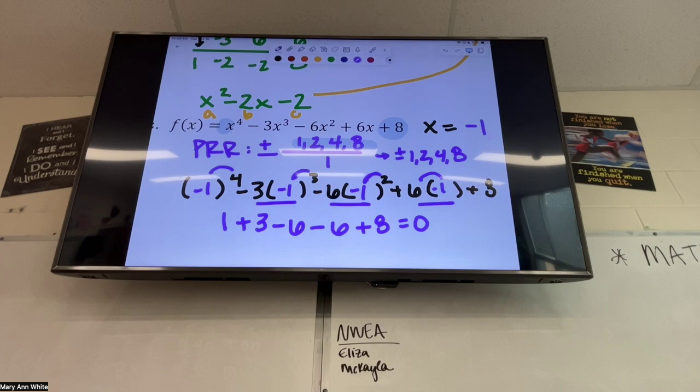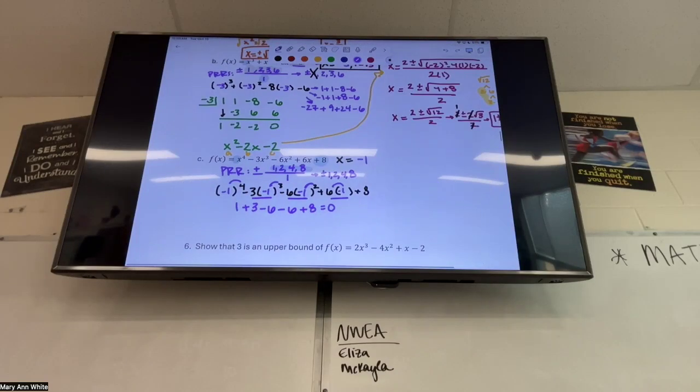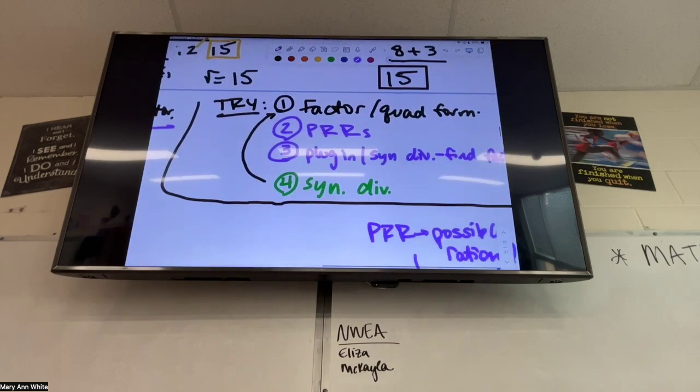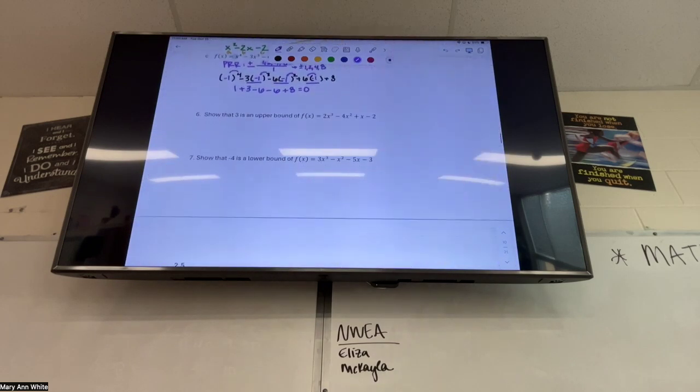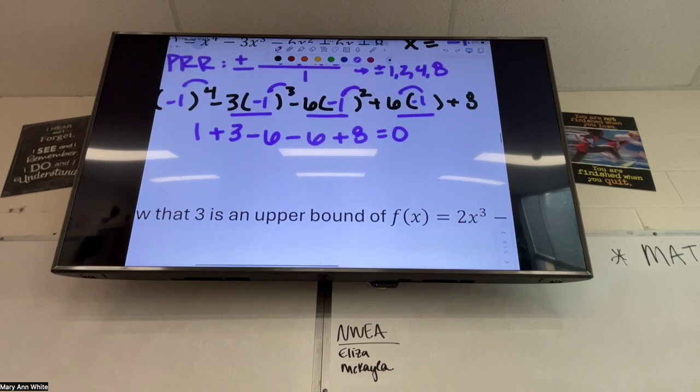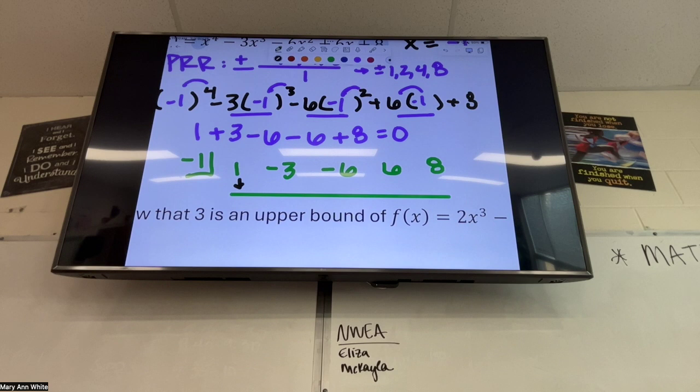Now that I've done my plugging in and I've decided -1 is a factor, what do I do with this information next? Synthetic division. Good. So I'm going to do synthetic division with -1 to get my next piece. I gave myself no space, but that's okay. -1, -4, +4, -2, +2, 8, -8, 0. Perfect.